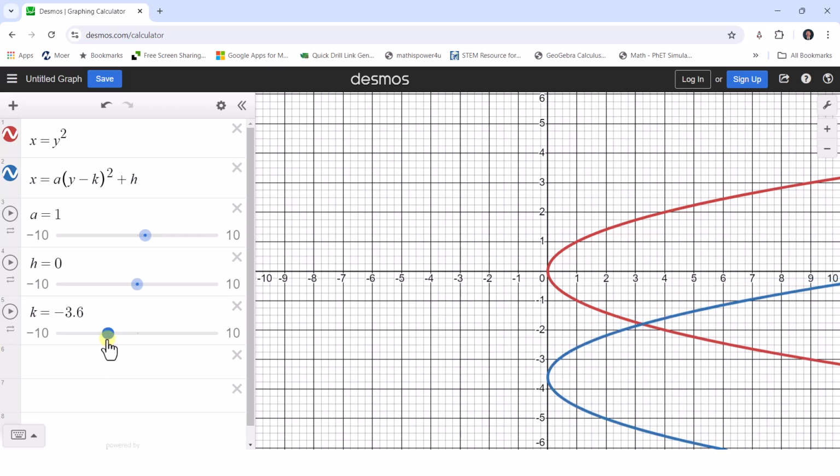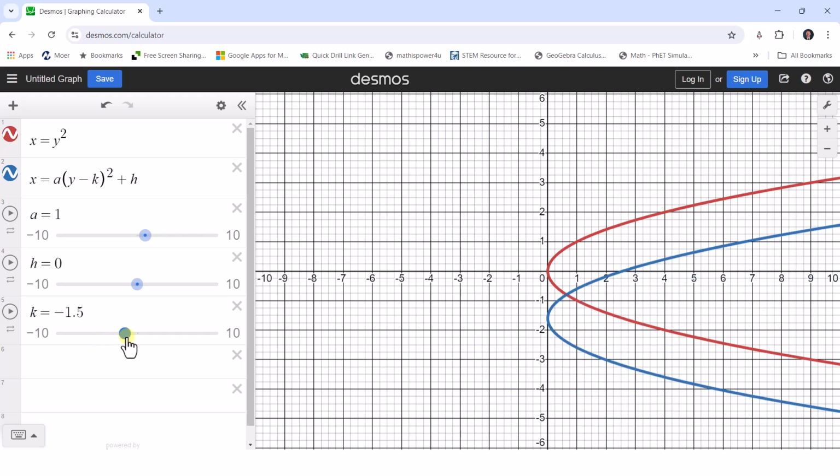Let's stop at k equals negative 4. Notice when k is negative 4, we would have addition inside the parentheses. Y minus negative 4 simplifies to y plus 4. So if we have addition inside the parentheses, the graph is shifted down and k is negative. Let's set k back to 0.